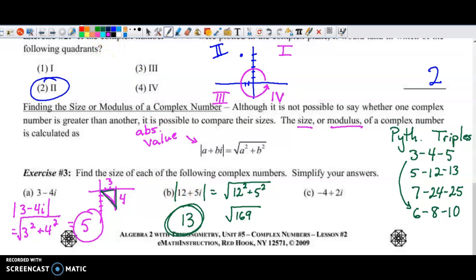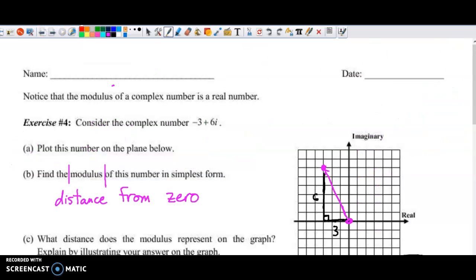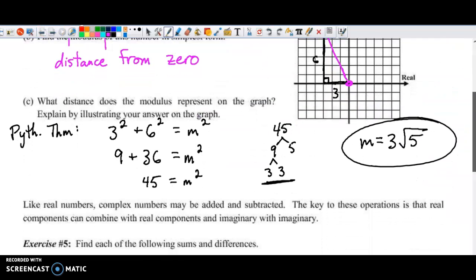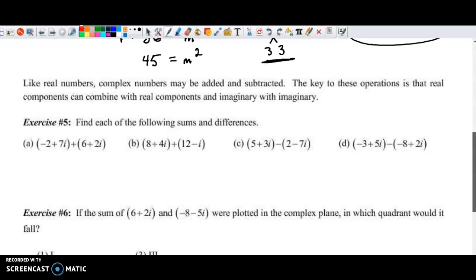So this last one, definitely not as easy. If you solve this, you square both, so it'd be 16 plus 4. We're looking at the square root of 20. Well, we can get a pair of 2's out of that, 4 and 5, 2 and 2. Scroll down just a second. And so the correct answer would be 2 root 5. But again, you can either follow that formula or you can do the Pythagorean theorem. You need to make sure you know how to find that answer, whatever works for you.